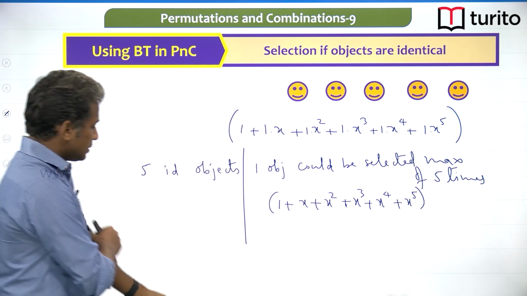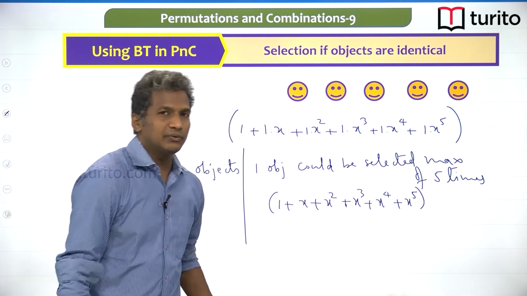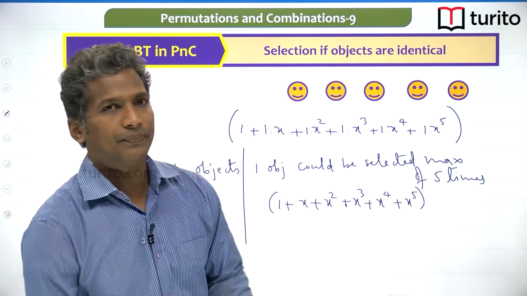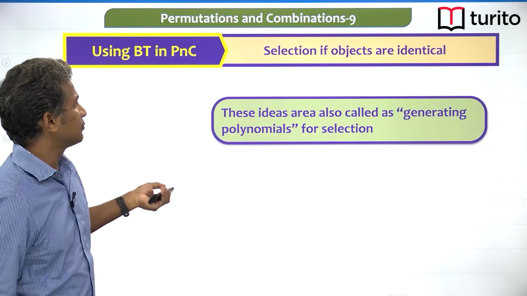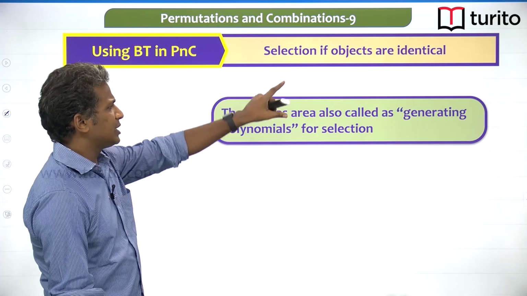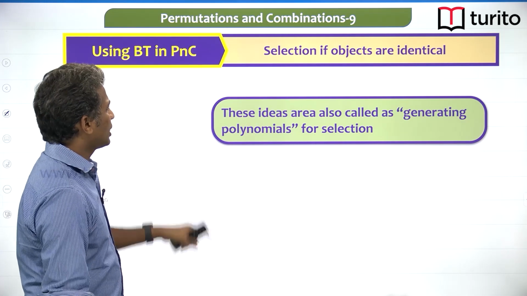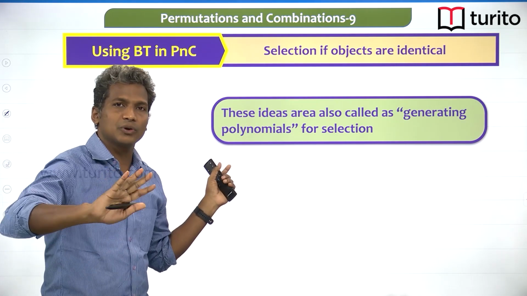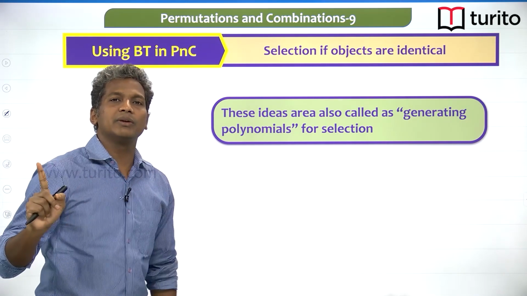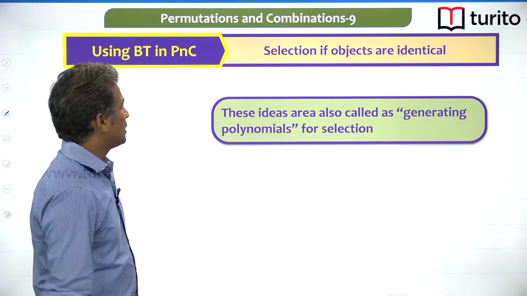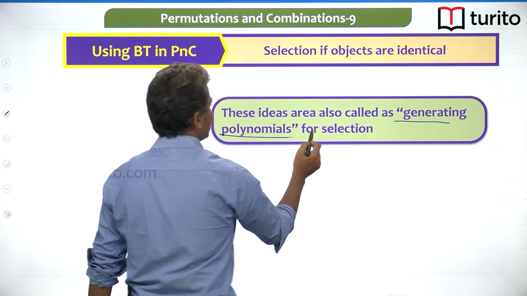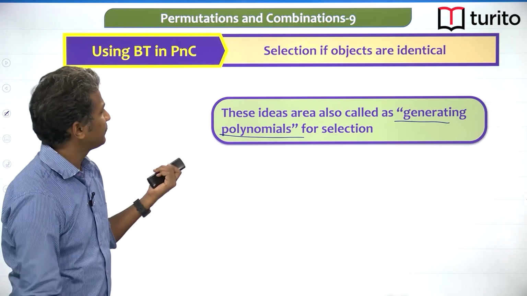Okay. Now that we have understood the idea of generating functions, let us conclude what we have learned here. If our objects are identical, what happens? We have understood that the selection process is a different process and every power will have the coefficient only 1, and these ideas are also called generating polynomials ideas. We have understood that.